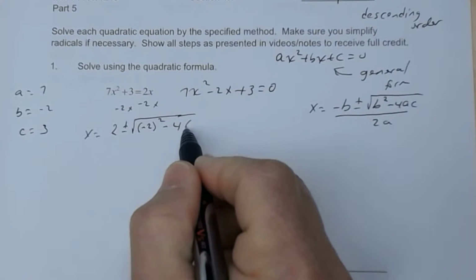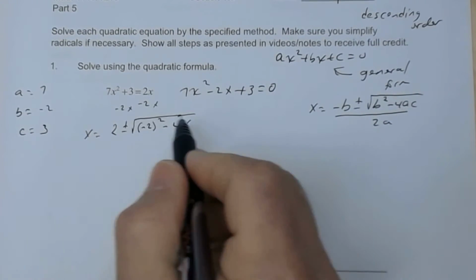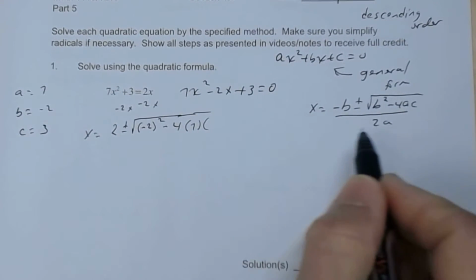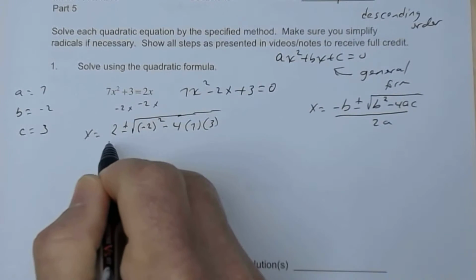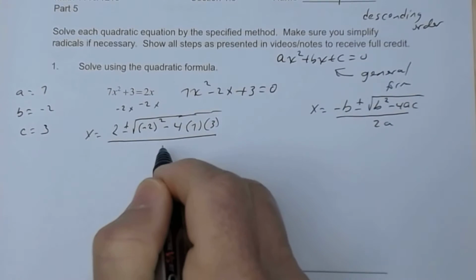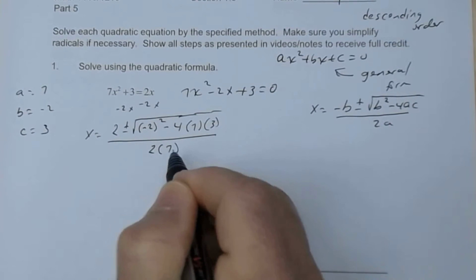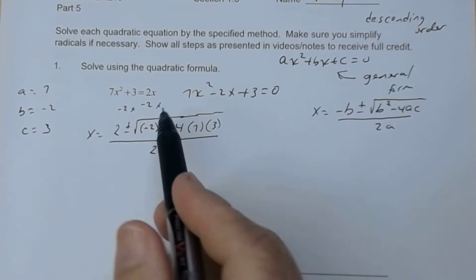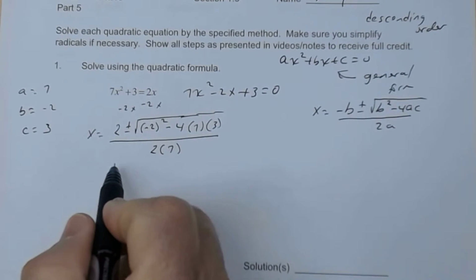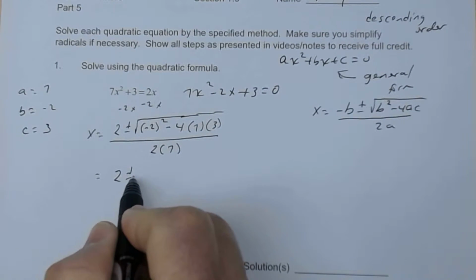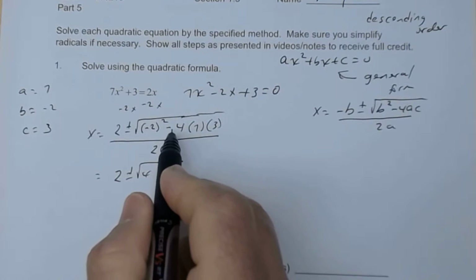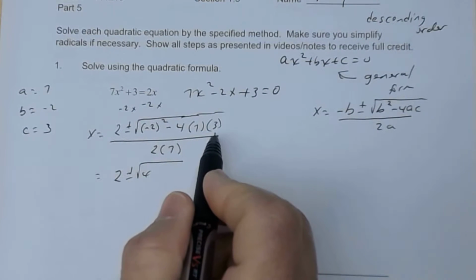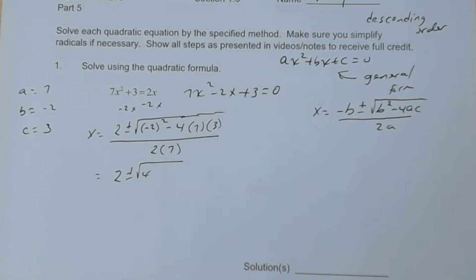Minus 4 times a, and a is 7. Notice I'm using parentheses. Times c, and c is 3. Again, I'm using parentheses. All this is being divided by 2 times a, and a is 7. Now I'm going to simplify this radicand. So I get 2 plus or minus the square root of -2 times itself, which is 4, minus 4 times 7 times 3. Use your calculator if you need to.